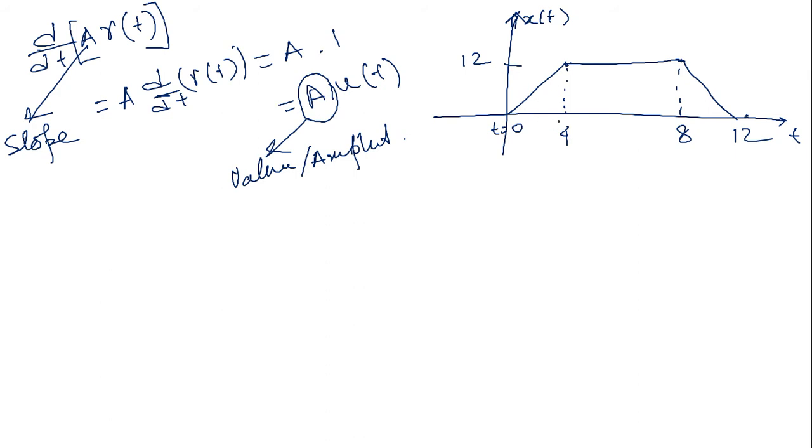So 12 divided by 4, this one is 4, this one is 12. So del x is equal to 4, del y equals 12. So del y divided by del x is equal to 12 by 4, equals 3. So the slope of this ramp signal is 3. And the ramp starts from 0, so I can write x of t equals 3 r(t).